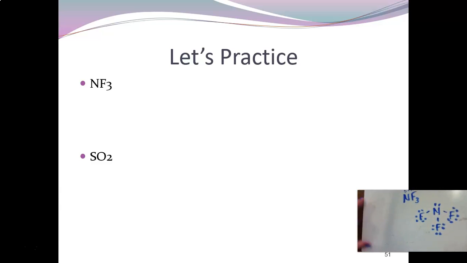All right, quick. What's the shape of that molecule? Trigonal pyramidal. Okay, that's the shape of the molecule. Completely unrelated, but I wanted to test you anyway.